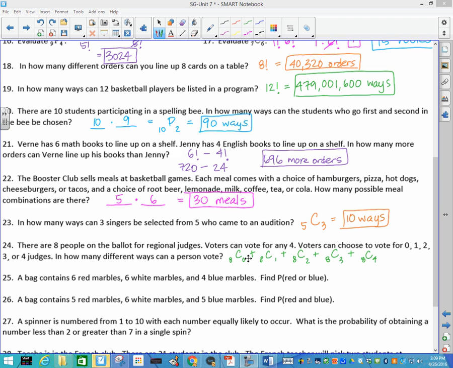So you would punch your button for each of these. 8C0 is 1, 8C1 is 8, 8C2 is 28, 8C3 is 56, and 8C4 is 70. And when you add all those together, you get 163. That's numbers larger than 1. I need to put a label on my answer, 163 ways.